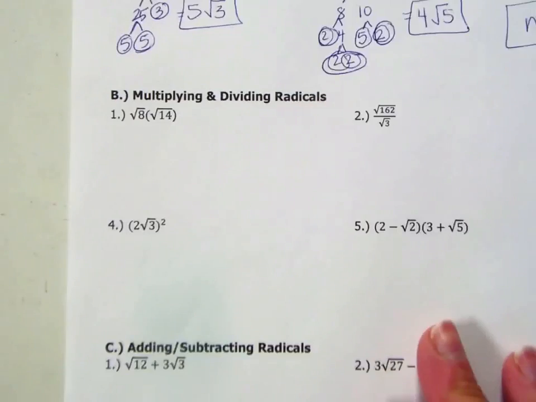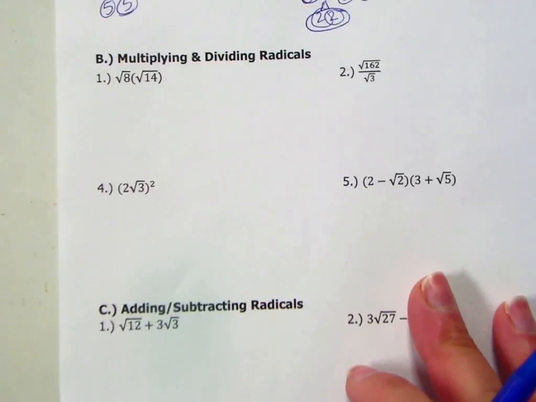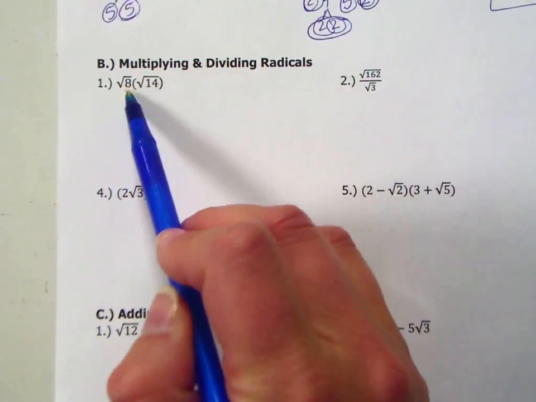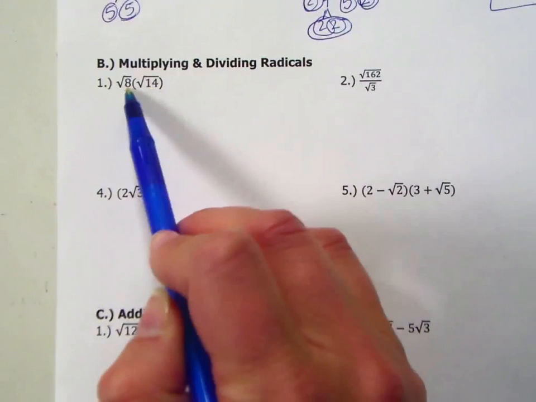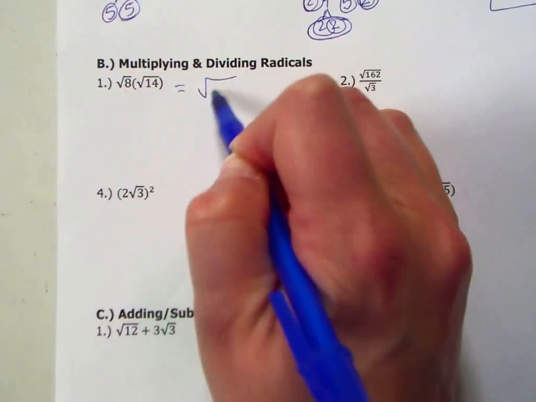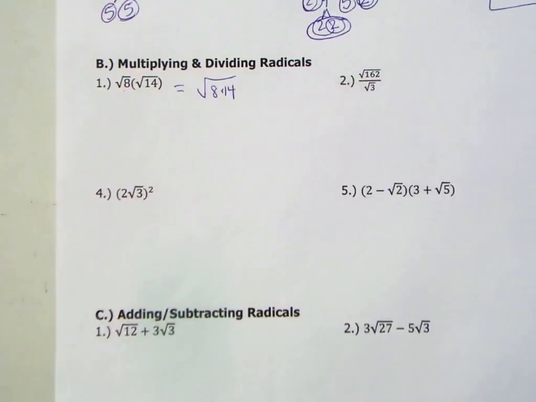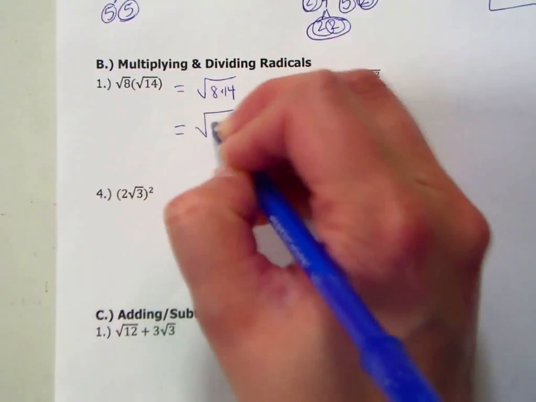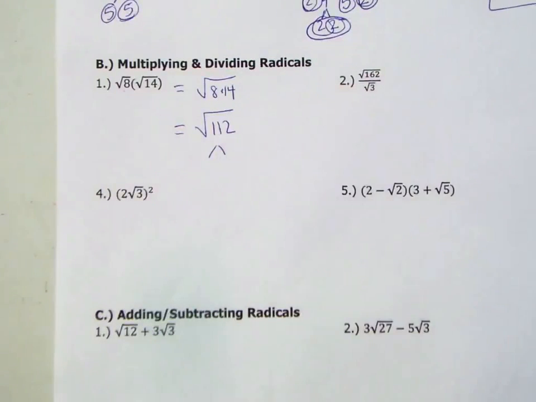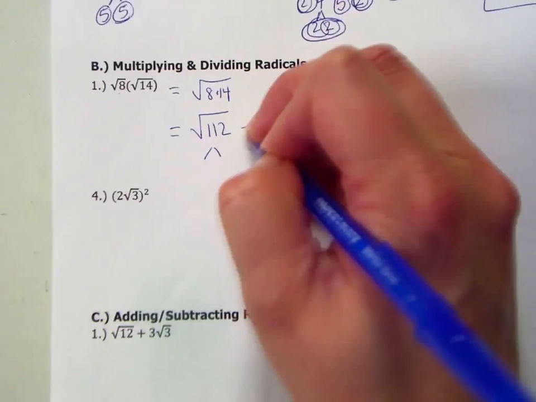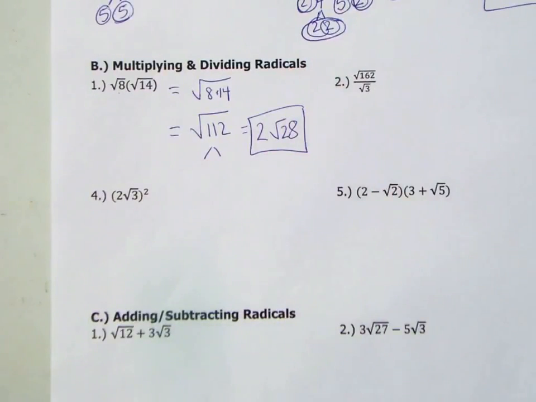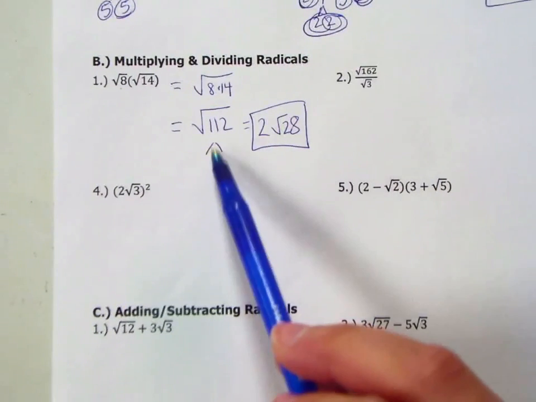All right, looking at multiplying and dividing. On number 1, we have radical 8 times radical 14. You can multiply the 8 and 14 underneath. That would be 112, so this is the same as radical 112, and then you would simplify that to 2 radical 28.